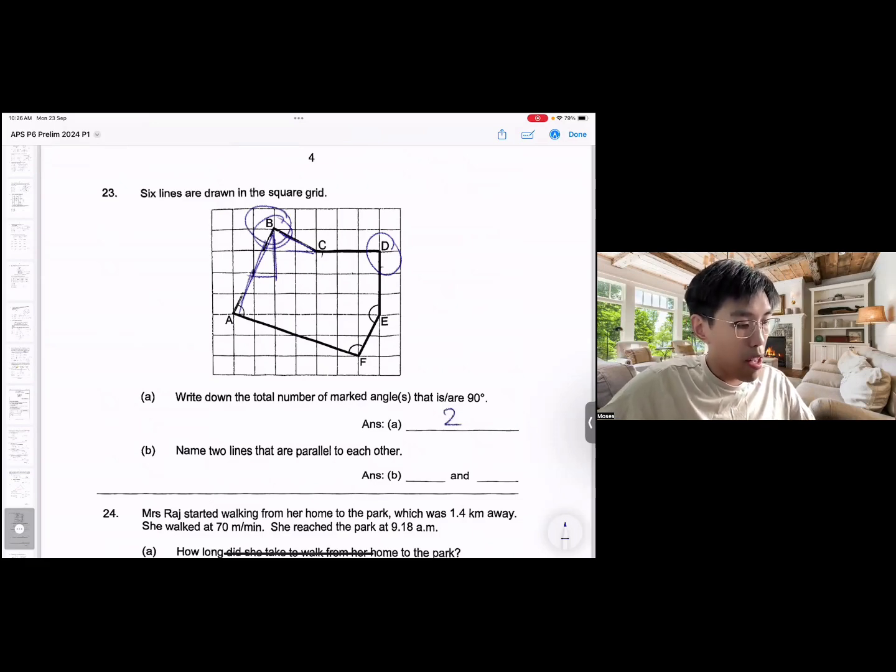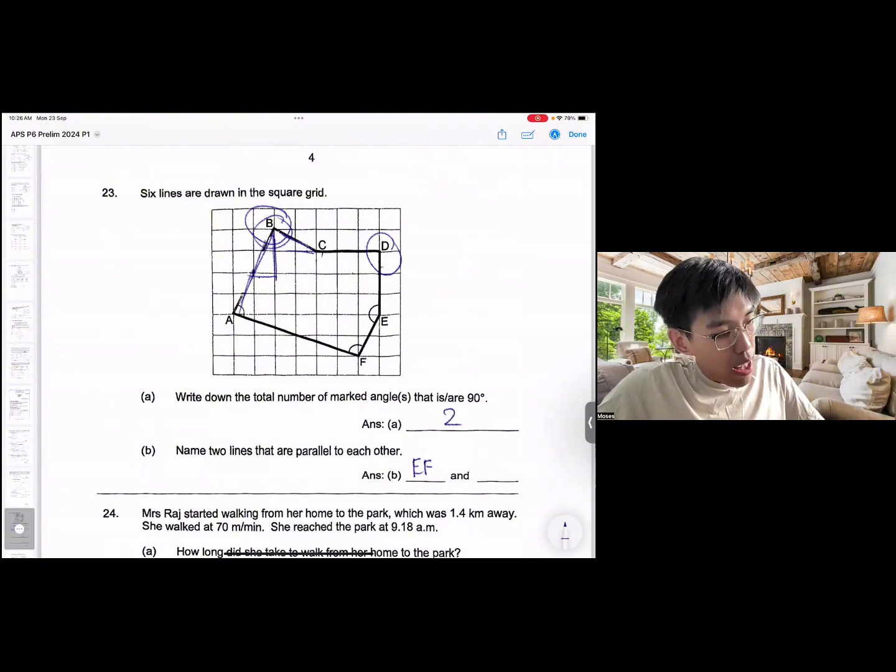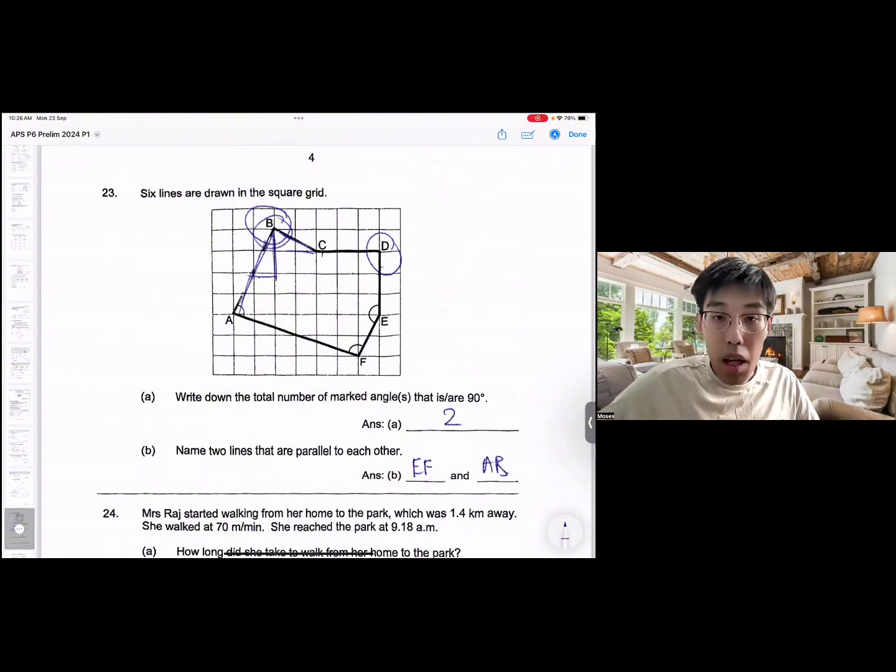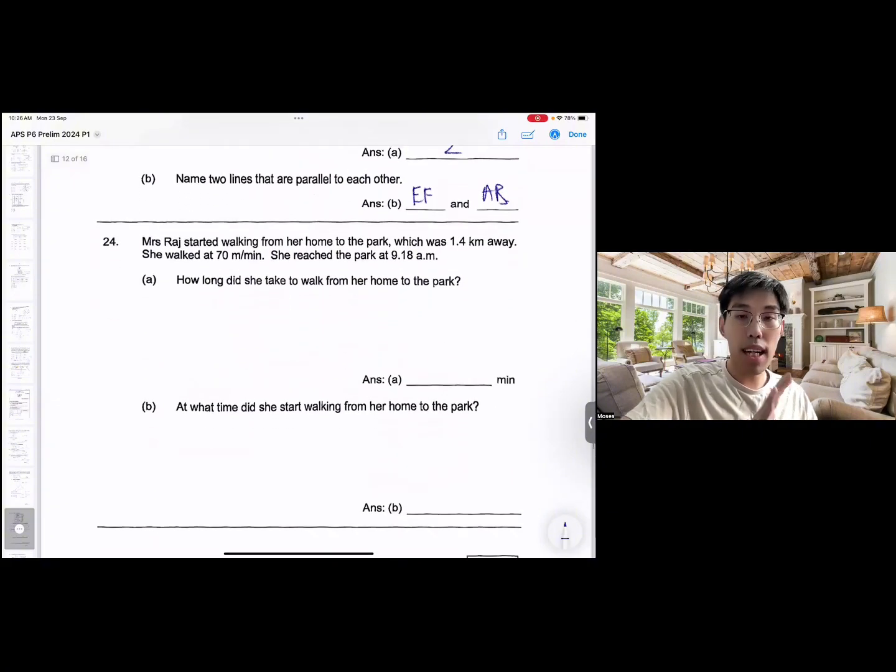Name two lines that are parallel to each other: EF and AB. Parallel means running along the same direction. By now you should know already. If you don't know, then please go and recap already. By now, that means you are screwing up quite badly already. So I won't touch a lot on this one.